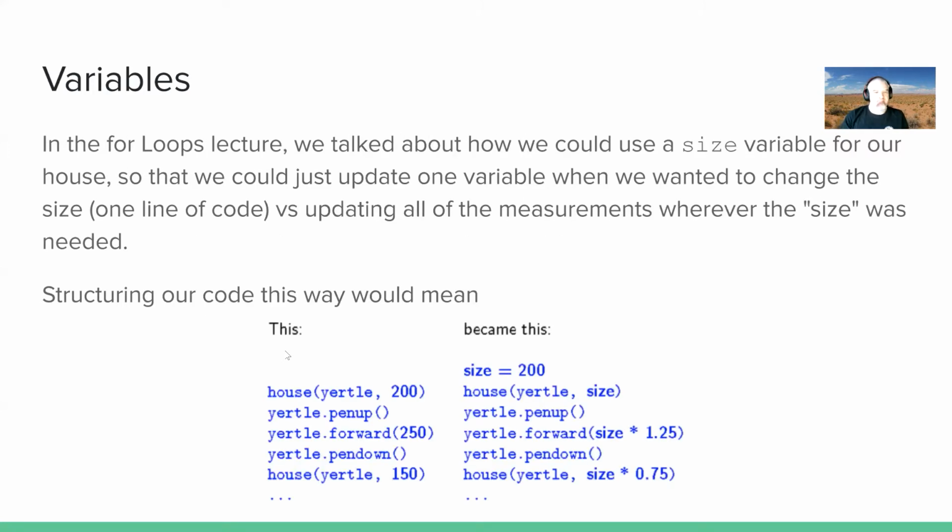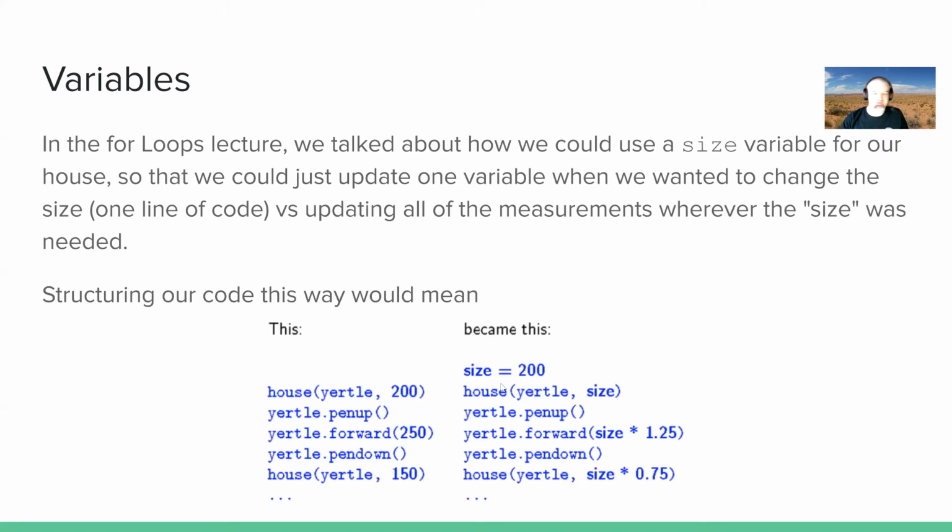All right. In the for loops in the previous lecture, we talked about how we can use a size variable for a house so that we can update just one variable when we want to change the size versus updating all the measures, right? So this is an example of what we meant. You could do your house this way, where you're making a house that's 200 and moving by this distance, and then making a house that's 150, right? So that's one way you could do it.